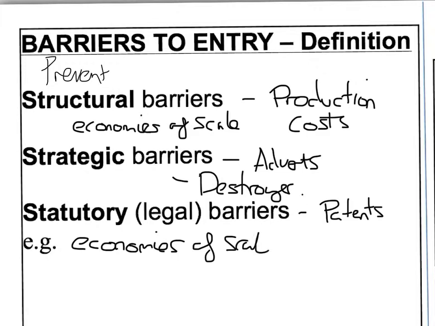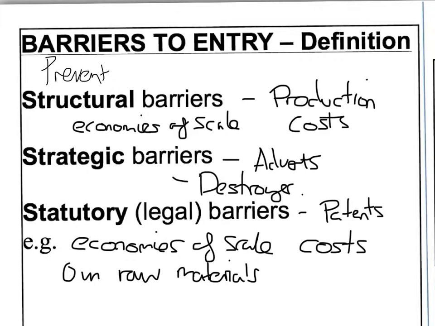Second one would be if you own raw materials. For example, if you own a diamond mine and there's no other diamond mines, you can have a monopoly. Another one would be the capital costs of starting up.